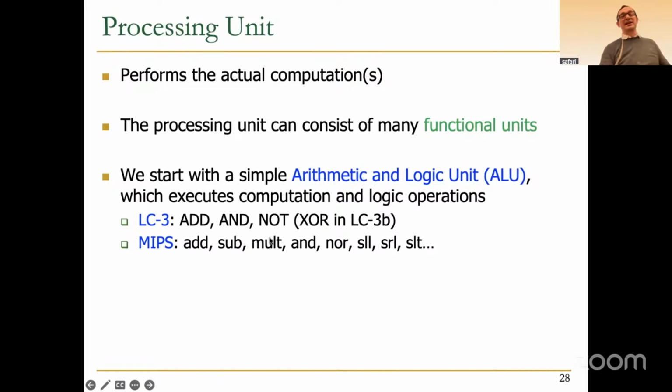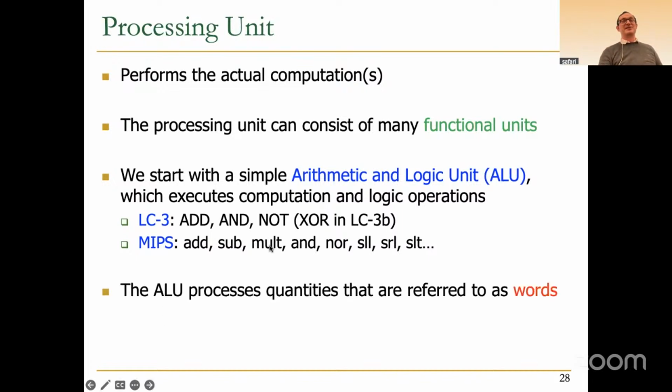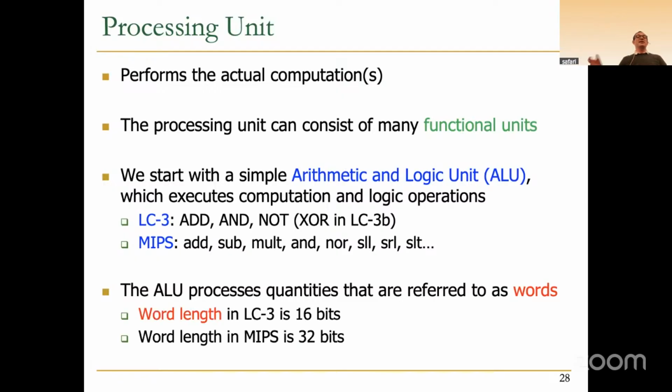But there are other things like multiply also. There's a story about multiply that I'm not going to tell right now, but there are interesting stories over here. So the ALU processes quantities that are referred to as words. They operate on words in general, but an ALU can also operate on bytes. In LC3, the word length is 16 bits. In MIPS, the word length is 32 bits. This is the maximum operation length of an ALU.